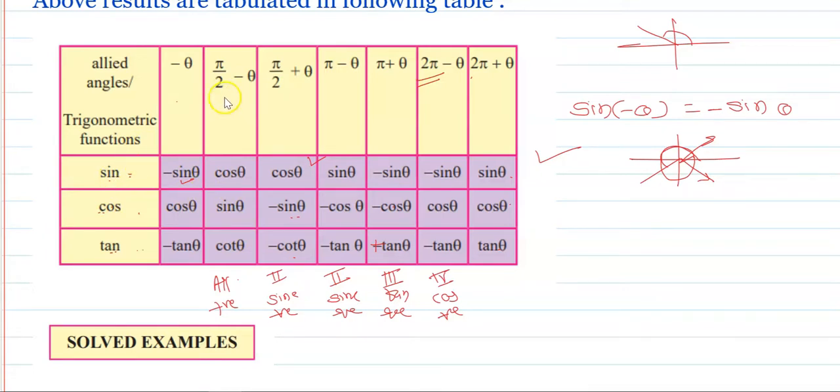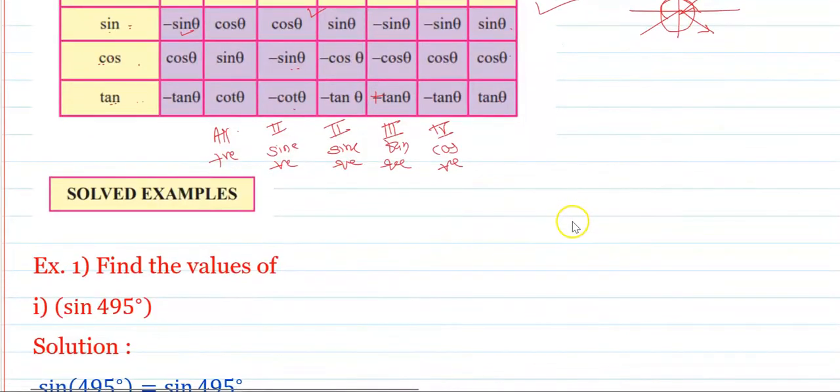साइन ऑफ पाय बाय 2 मायनस थीटा कुठल्या क्वार्टर मध्ये असतो त्याचं साइन त्या आन्सरला इथे आपण देत असतो. या प्रकारे तुम्ही हा सगळा टेबल लक्षात ठेवू शकता. Okay, now we'll start the solved example.